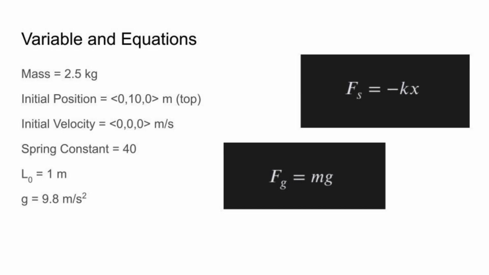Because we lacked initial variables, I decided to use variables of my own. The mass of the slinky was 2.5 kilograms, while the initial position sat 10 meters above ground level. The initial velocity was also 0 meters per second since it was dropped from rest, and the spring constant was 40. I don't know if this is too much, but it worked in my model, so I kept it that way. The initial length was 1 meter, and then gravity, of course, is 9.8 meters per second squared.